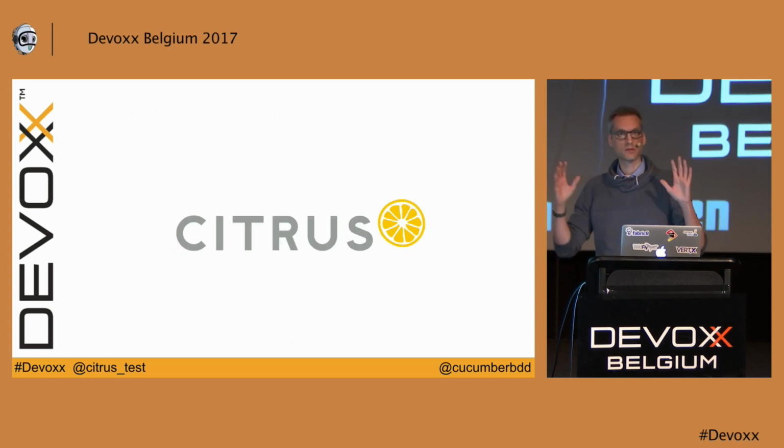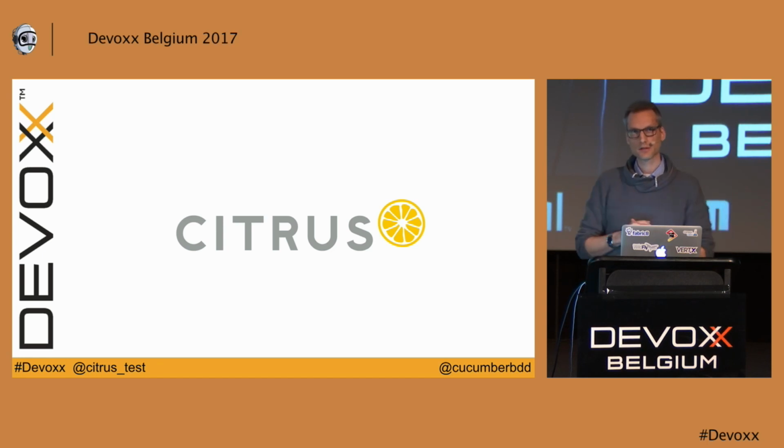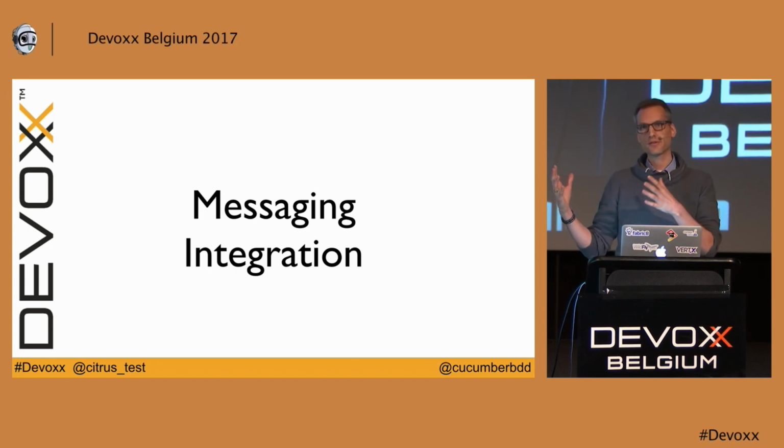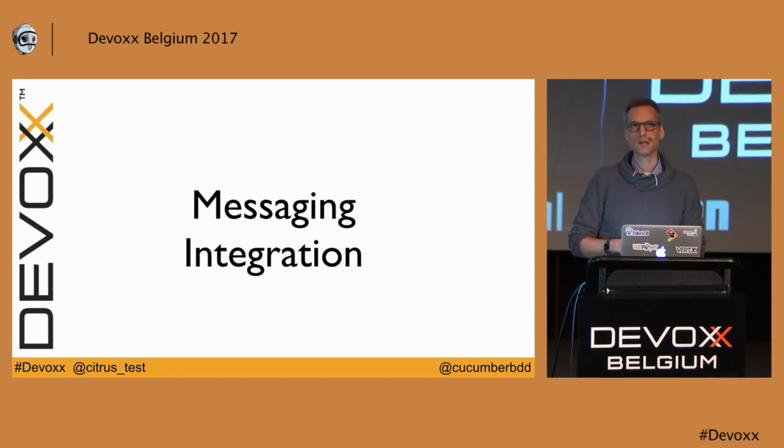Okay, so this was the short introduction to Cucumber. Now we will combine these concepts with Citrus. Citrus is an integration testing tool for messaging integration. So in messaging integration, we have monoliths divided into smaller pieces of software, smaller standalone services, and all these services do exchange data over messaging.